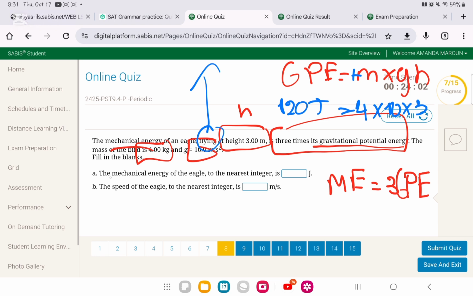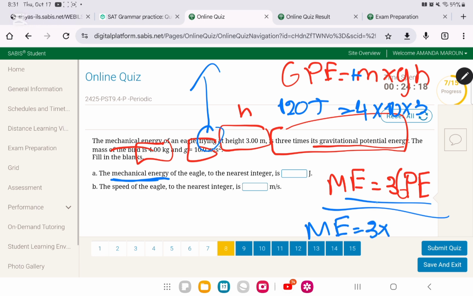Then they asked us for what? The mechanical energy of the eagle. We built the relation, but please note the mechanical energy is not always equal to 3 GPE, only in this question since it's given, okay? Mechanical energy is equal to 3 times the GPE, which is 120 joules, okay? So it is then 360 joules. So we have the value of our mechanical energy, which is 360.